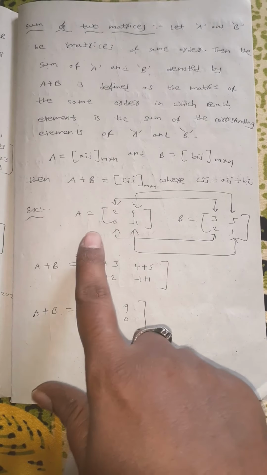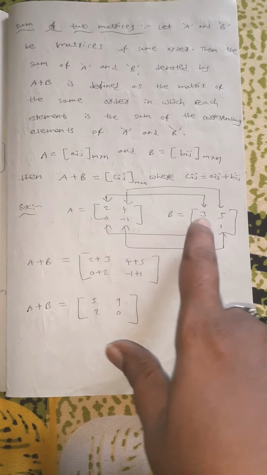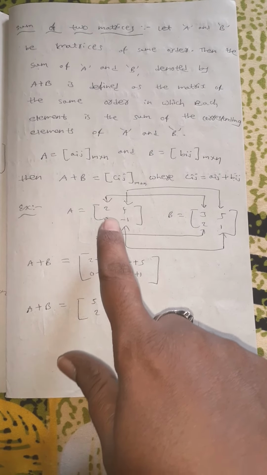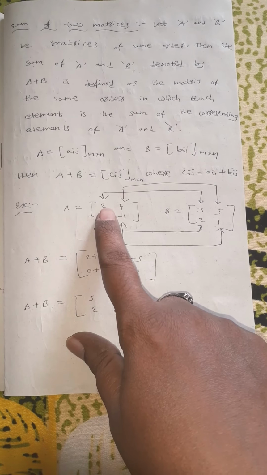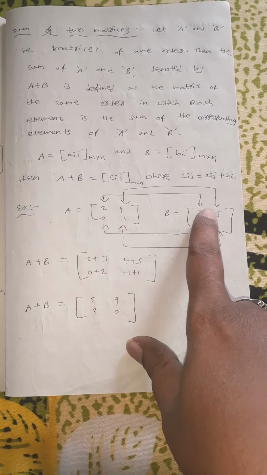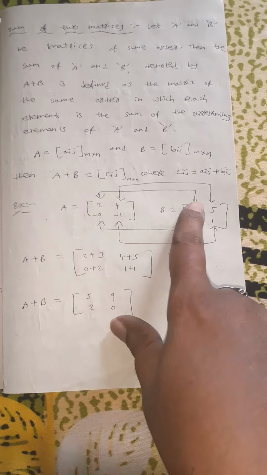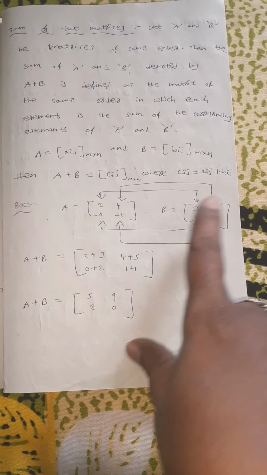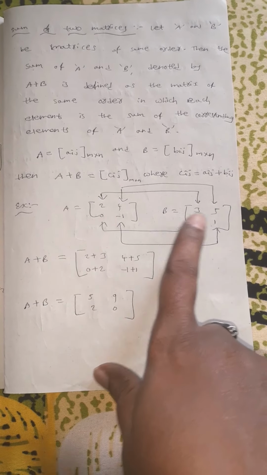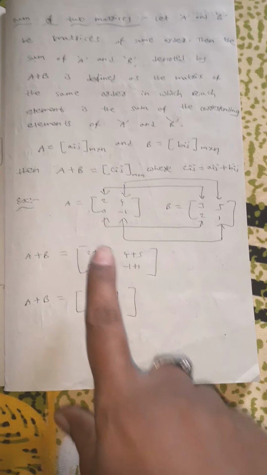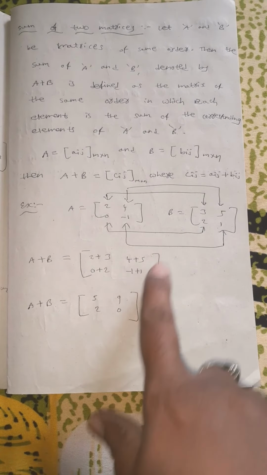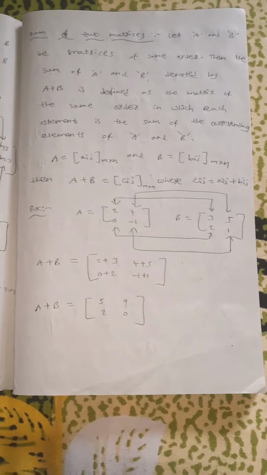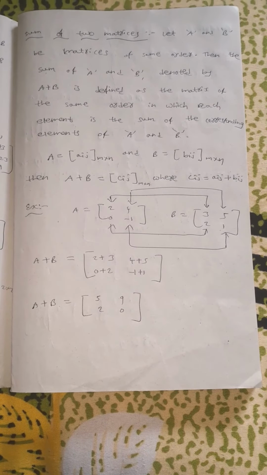If you see the example, A equals 2, 4, 0, minus 1, B equals 3, 5, 2, 1. If you are doing A plus B, you should add the first row, first element of A with the first row, first element of B. So 2 plus 3, that I have written like this. Next, similarly 4 plus 5. Next 0 plus 2. Next minus 1 plus 1. So 2 plus 3 is how much? 5. 4 plus 5 is 9. 0 plus 2 is 2. Minus 1 plus 1 cancels, means how much? 0. So this step is known as the sum of two matrices.